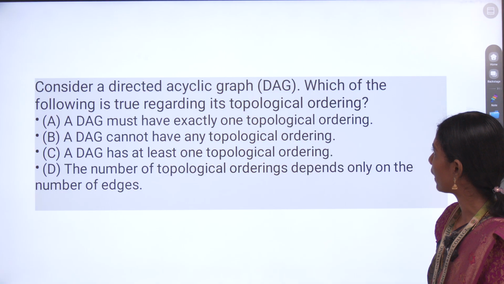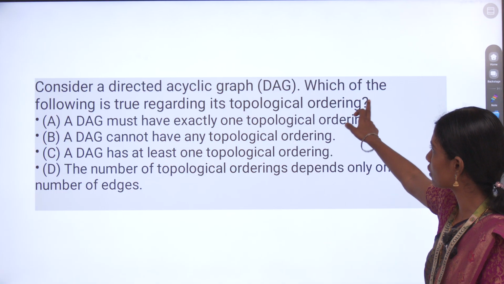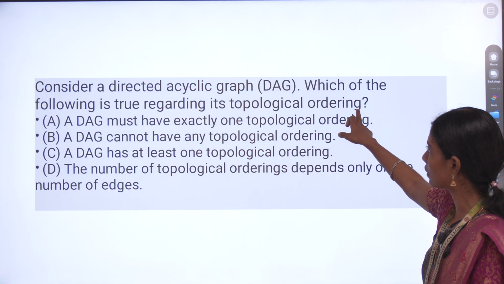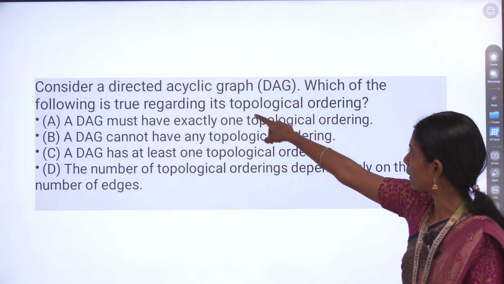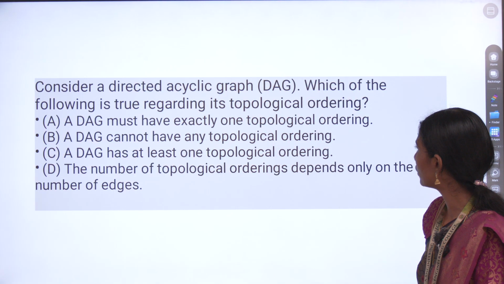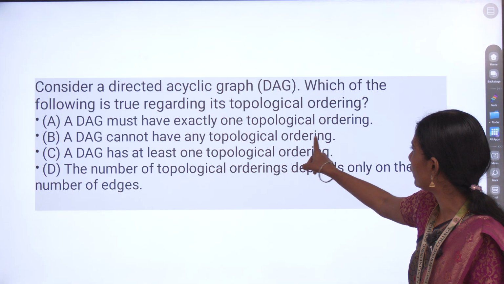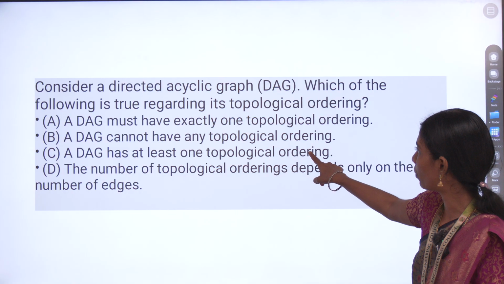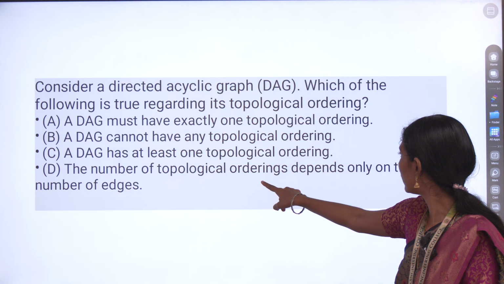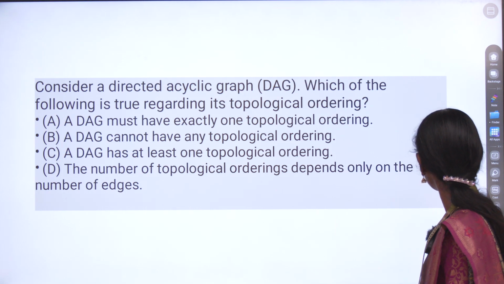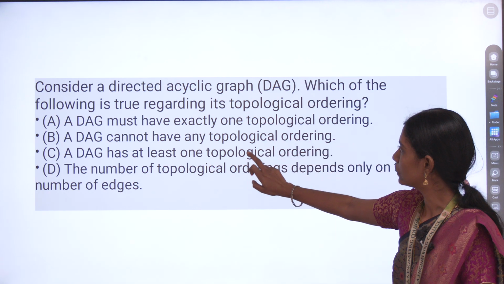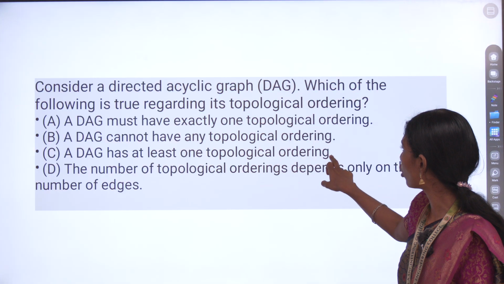Next, consider a directed acyclic graph, DAG. Which of the following is true regarding the topological order? A DAG has exactly one topological order. It cannot have any topological order. It has at least one topological order. The number of orderings depends only on the number of edges. The right answer is C. At least it contains one topological order.